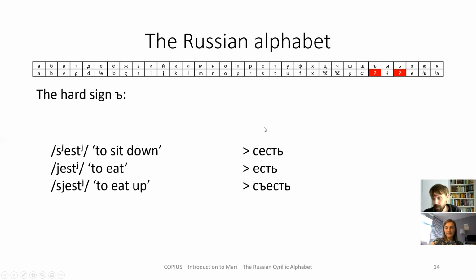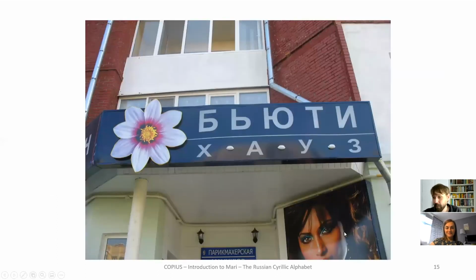But once you know the Cyrillic alphabet, you might find yourself wandering through the streets of Yoshkar-Ola as I was when I took this picture, and you might see things like this, where before you would have just seen some alien writing that must mean some Russian concept that you have no idea about. If you know the Cyrillic alphabet, you'll be able to read this as Beauty house. Of course.